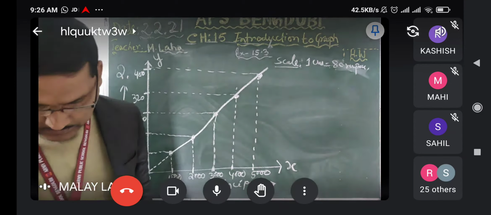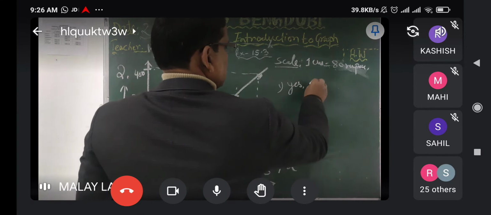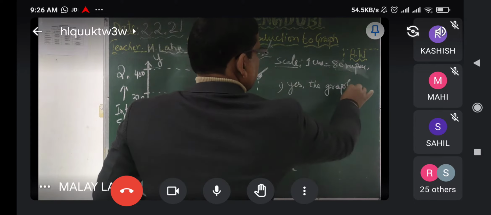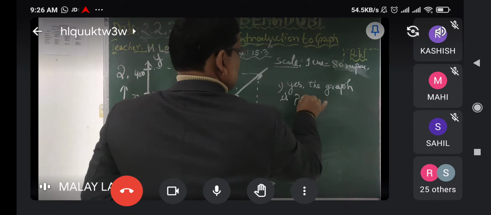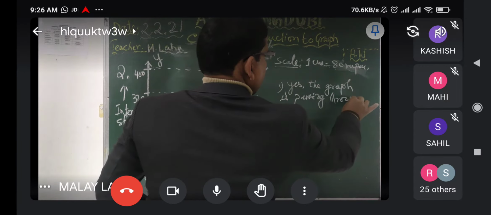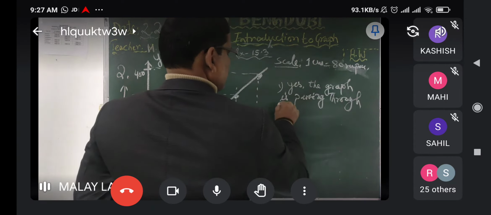Okay. Now, does the graph pass through the origin? Question number 1. Yes. The graph is passing through the origin.